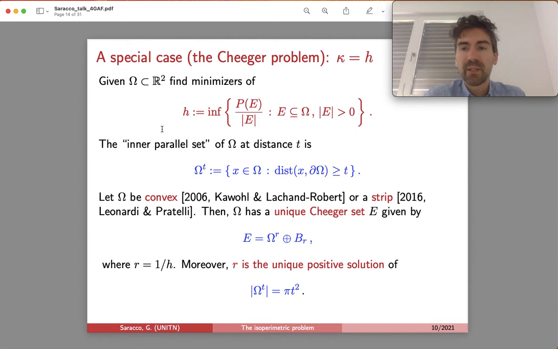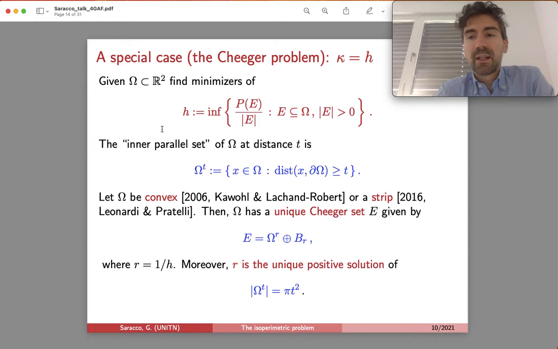So when you fix kappa, the constant, to be equal to the Cheeger constant, which I recall to be the infimum of the ratio perimeter of E divided by volume of E among all subsets of omega whose volume is strictly positive, okay? Let me define this set, which is called the inner parallel set of omega at distance t, that is the set of points x in omega whose distance from the boundary of omega is greater than or equal to t. Okay, so it is at least t. This is a closed subset of omega.